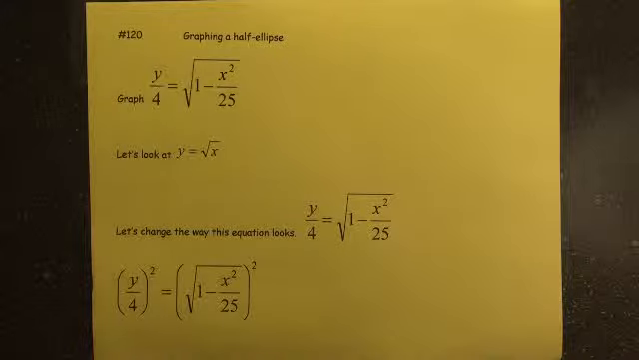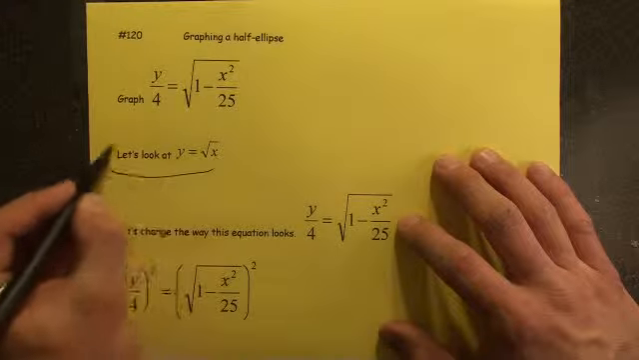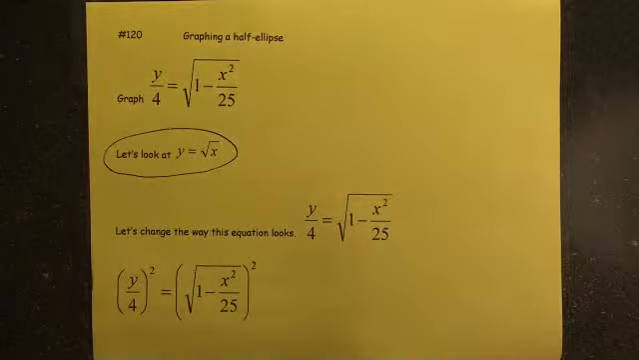Video number 120, graphing a half ellipse. And that's actually giving up too much information, I think, in the beginning, because we're supposed to really discover that on our own. And the discovery comes from looking at something we already know how to do. y equals the square root of x.